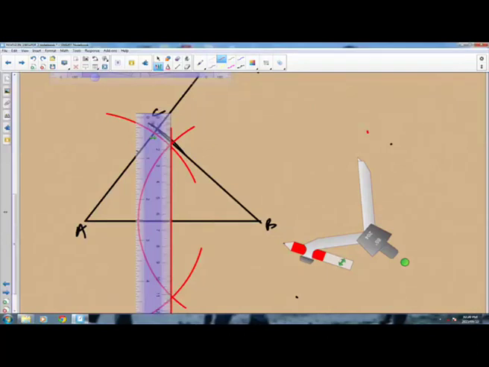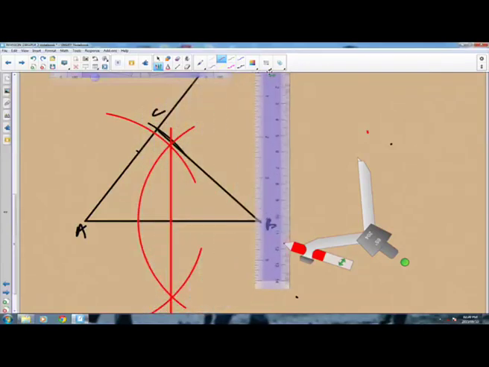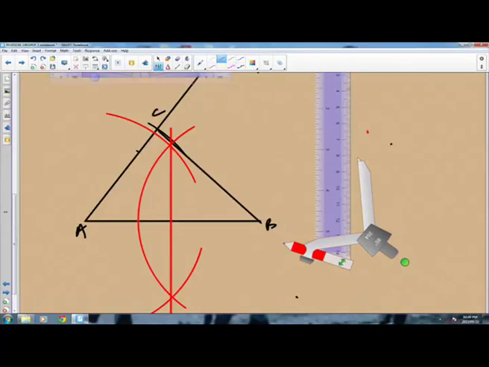All you need to do is to make sure that you put your compass point at A, and then open your compass to at least more than half the line AB. Then make an arc at the top, make another arc at the bottom, then change your compass position, put it at B, make an arc such that it crosses the first one at the top, and then make another one crossing the second one at the bottom. Then take your ruler, draw the line passing midway through the points A and B. That's how we draw the perpendicular bisector of line AB.